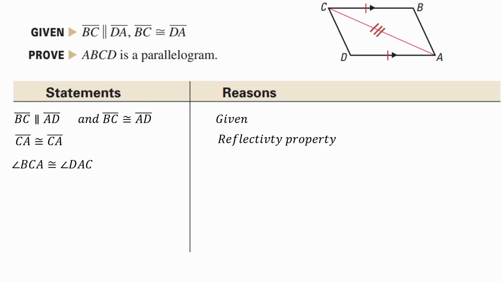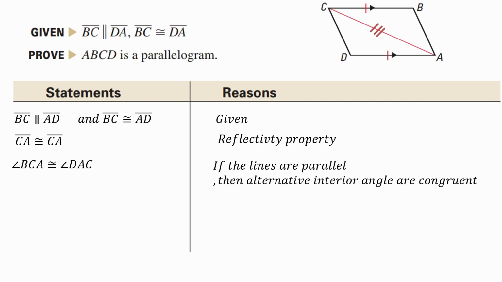Then we can actually say that angle BCA is congruent to angle DAC. That is because of the parallel lines. So if the lines are parallel, then the alternate interior angles are always congruent. Okay, and I show that with those markings. Then as a result, we can say that triangle CDA is congruent to triangle CBA because we were given a side, then an angle, and a side. So it's side, angle, side.